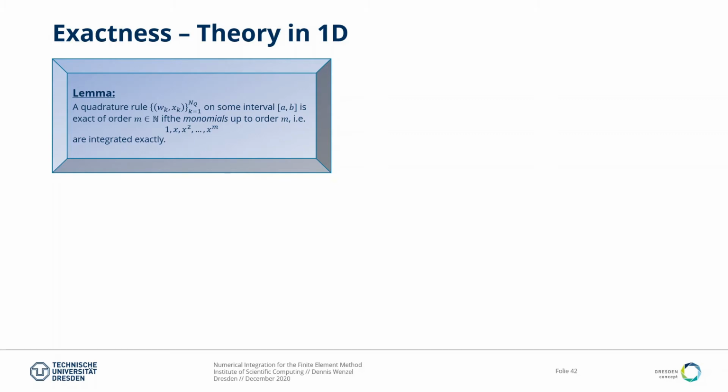Okay, so in order to quantify exactness, we no longer need to check it for all polynomials up to a certain degree. We only have to do it for the monomials. And again, just like with the testing with the basis, this is a huge advantage because it's only a finite number of them now.